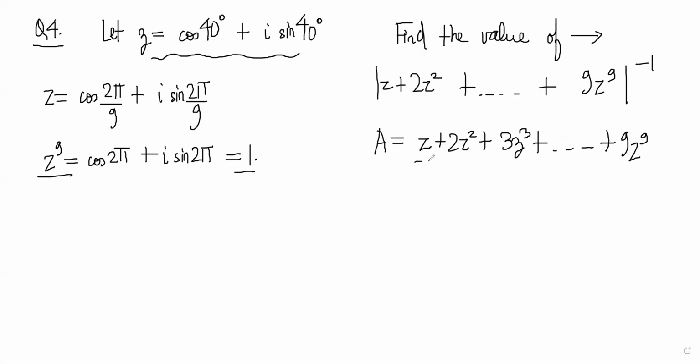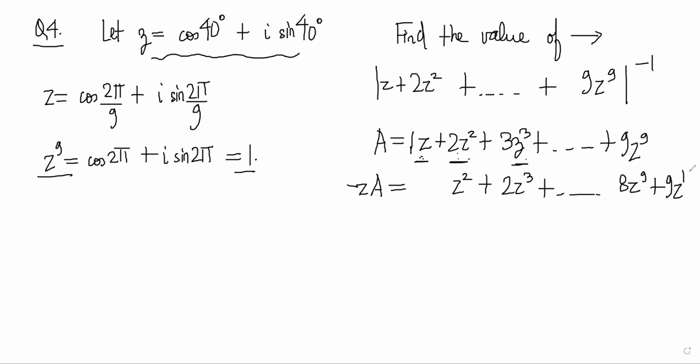this is like an AGP. There is a GP term series that is going on, z square, z cube. And there is also an AP, 1, 2, 3 till 9. So the way to solve this is to multiply by the common ratio of the GP. So zA, when you multiply, you shift it and write it like this, z square plus 2z cube, and this will be 8z power 9 plus 9z power 10.